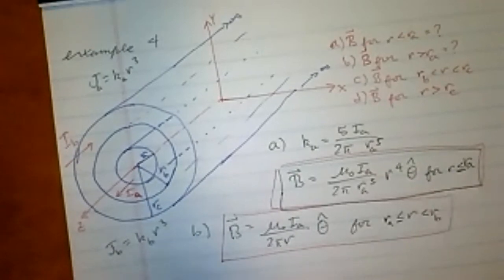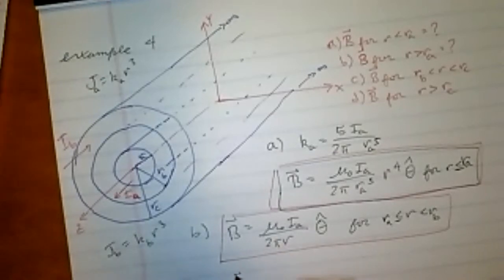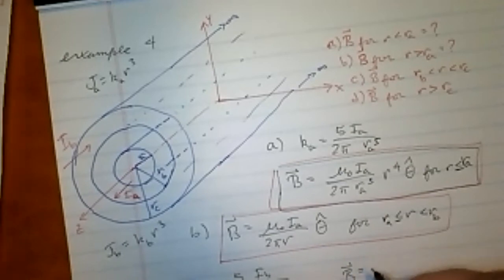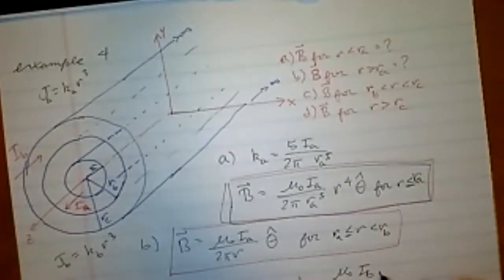Part C, we've already done as well. Part C was, first off, we found that KB was equal to, this is where I got to make sure I copy the right version instead of the crap version. And the right version was 5IB over 2 pi times RC to the fifth minus RB to the fifth. And B turned out to be negative mu 0 IB times R to the fifth minus RB to the fifth over 2 pi R times RC to the fifth minus RB to the fifth theta hat. Now here's the problem.